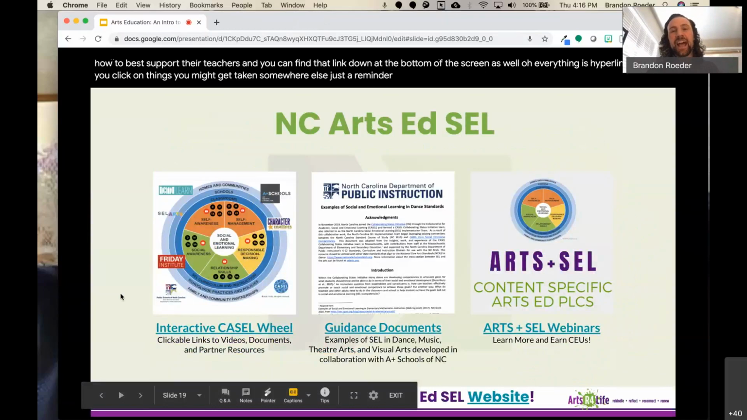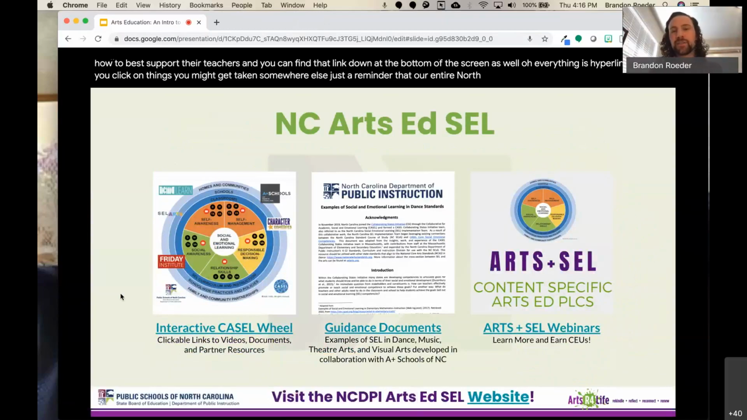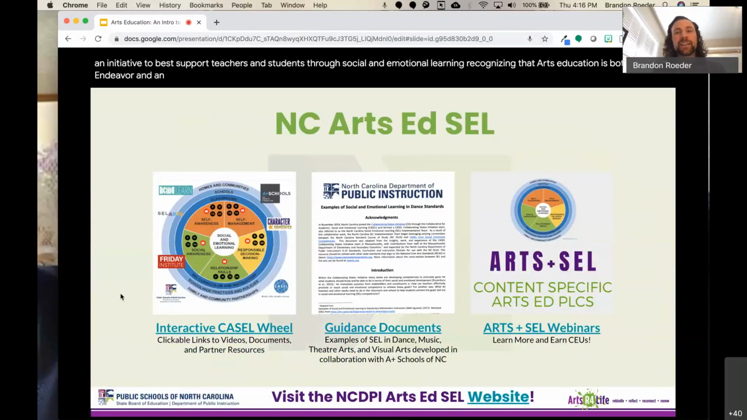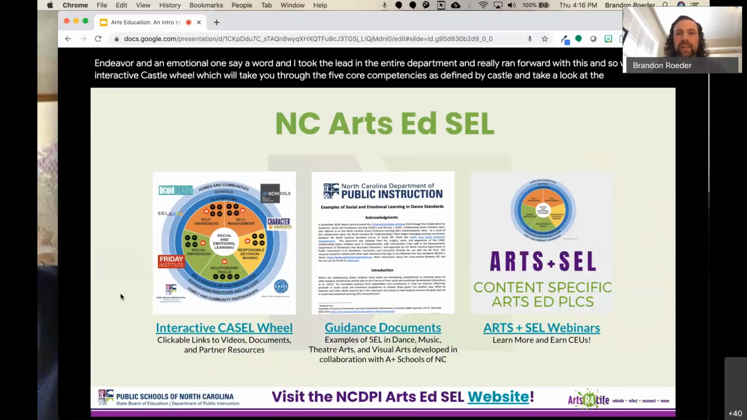Just a reminder that our entire North Carolina Department of Public Schools has an initiative to best support teachers and students through social and emotional learning, recognizing that arts education is both a social endeavor and an emotional one. Sayward and I took the lead in the entire department and really ran forward with this. And so we have an interactive CASTLE wheel, which will take you through the 5 core competencies as defined by CASTLE, and take a look at the different ways that we can support each of those competencies in the classroom.